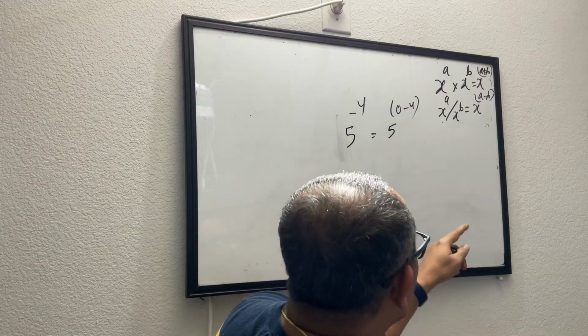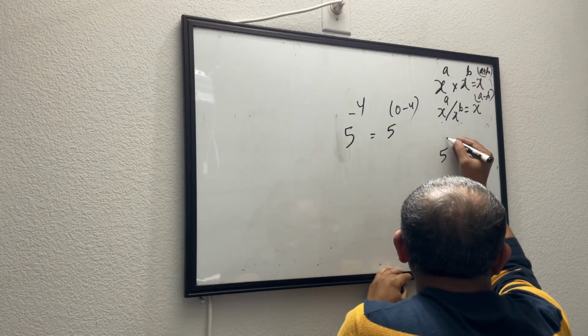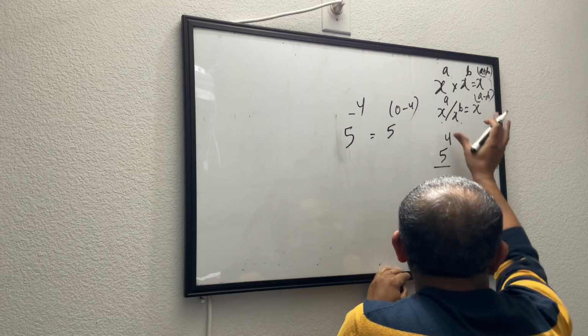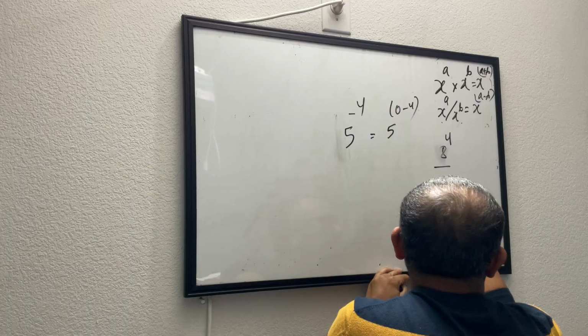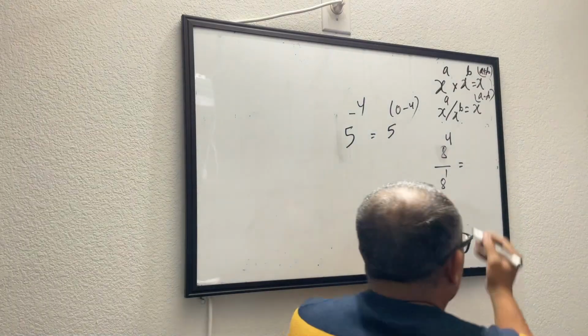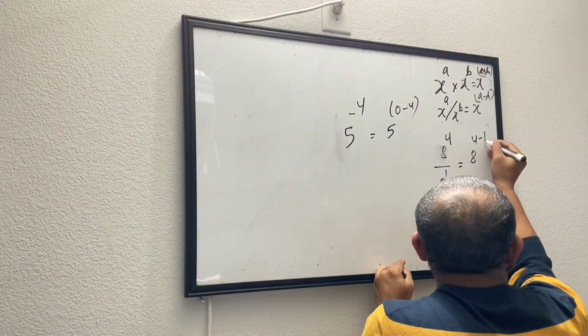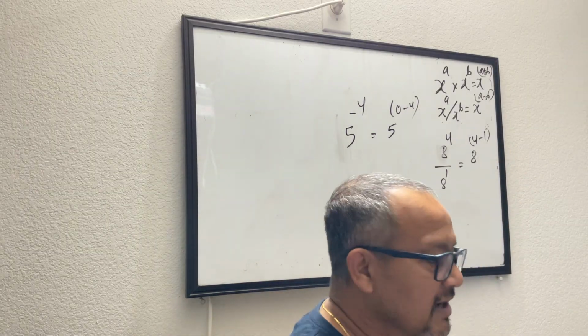Now let's recall what we learned just now. 8 to the power 4 divided by 8 to the power 1. What does it become? 8 to the power 3, which is 8 to the power 4 minus 1. Let's go slow so that we can relate to it.